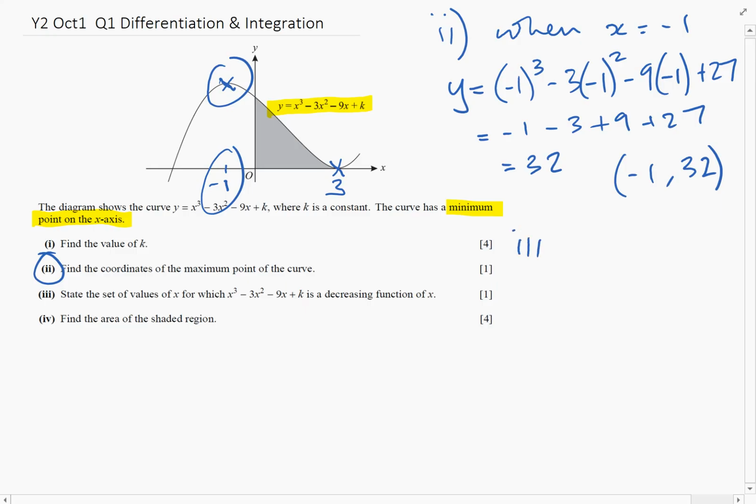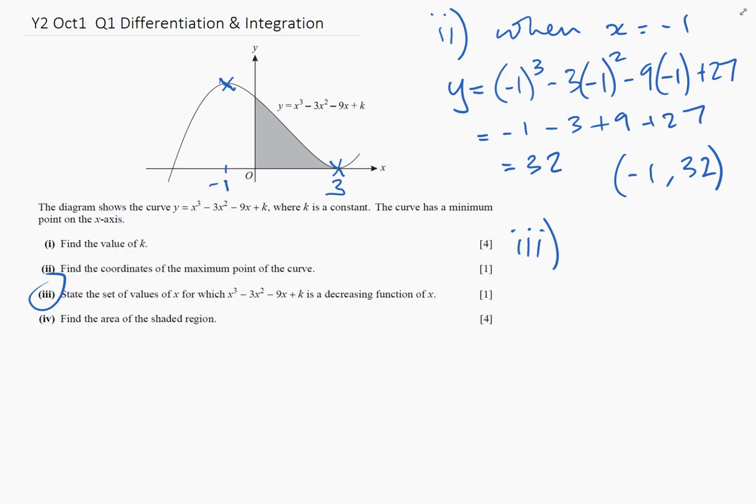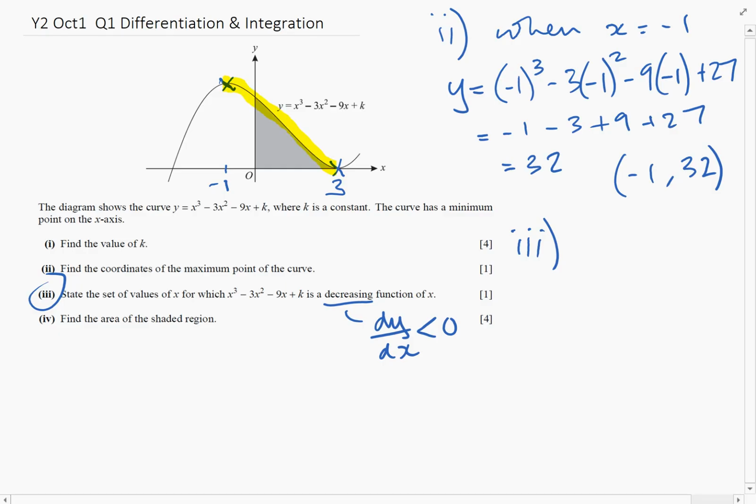Now part 3, we've got to find the set of real values for which the graph is decreasing. The graph will be decreasing wherever the gradient is negative. So we have to look on our graph where does our graph slope downwards? Well, the graph is sloping downwards between these two stationary points that we've just found. So whenever x is between -1 and 3, that means the graph is decreasing.